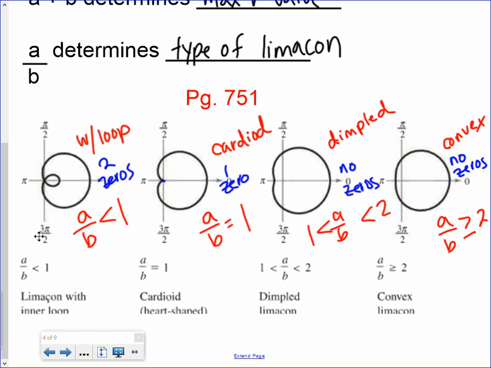Are you okay with that, how I counted the zeros just looking at the pole? Does anybody have any questions that I need to answer before we do an example? Okay, let's do an example.